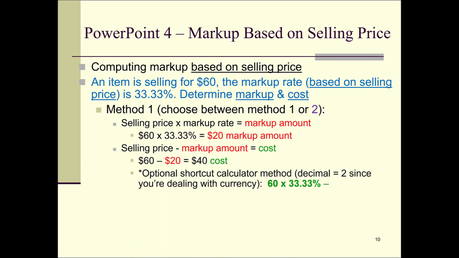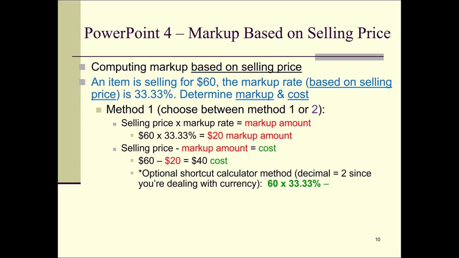So here's the optional shortcut method that everyone likes to use. Make sure your decimal selector is set to 2. Enter 60 times 33.33% and then hit minus. And that gives you your $40 cost.